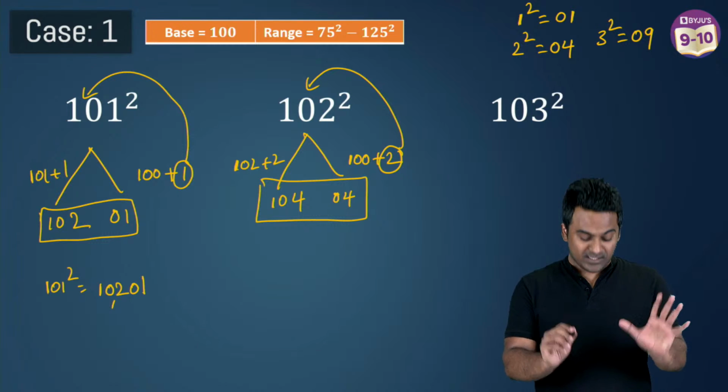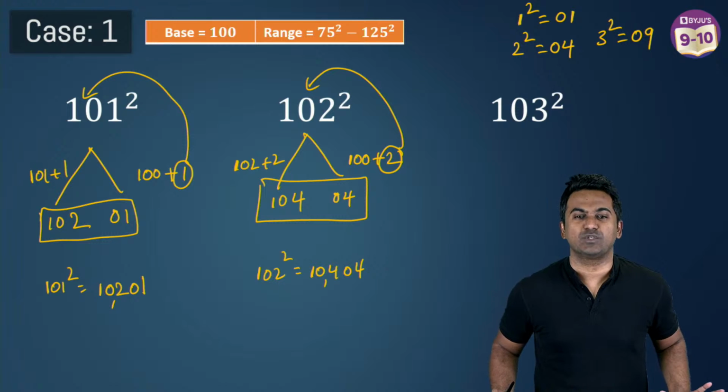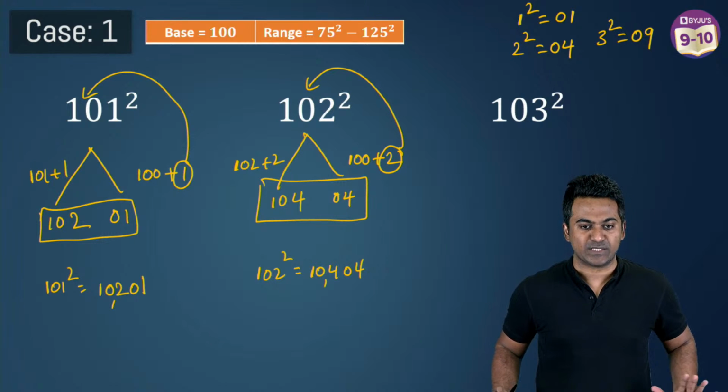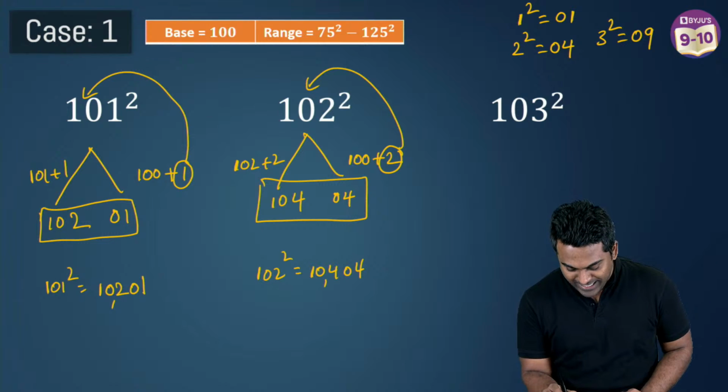I have my answer in 2 parts. So 102 square is going to be 10404. Putting the comma here, this is going to be 10,404. Well done, guys. All of you have the correct answer. Good job. Now let's apply this to 103 square.